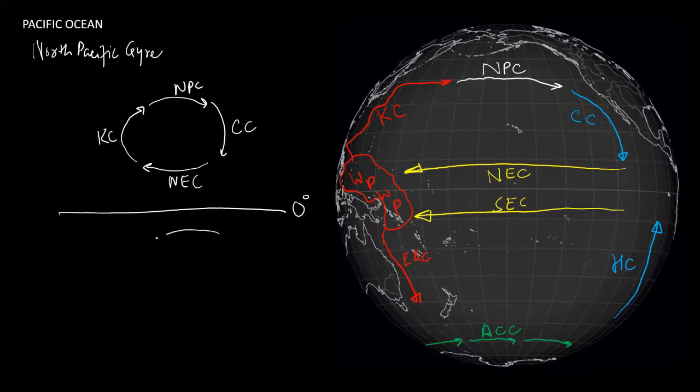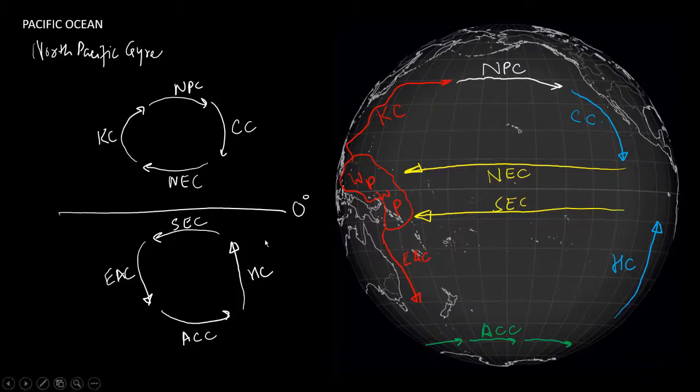They are the South Equatorial Current, then the East Australian Current, the Antarctic Circumpolar Current, and the Humboldt Current. This gives us the South Pacific Gyre. So we get both these ocean gyres in the Pacific Ocean.